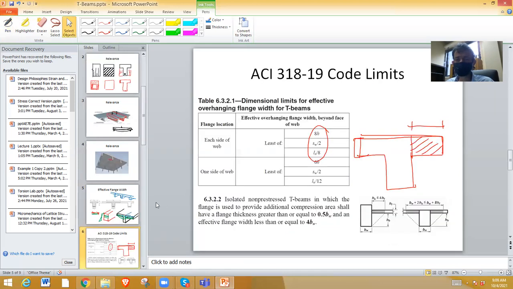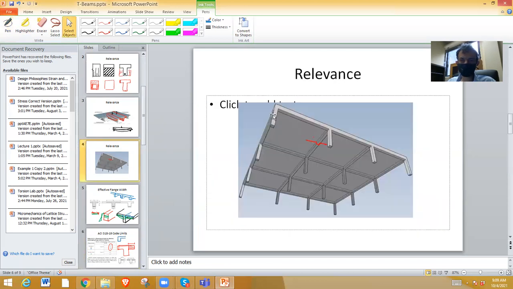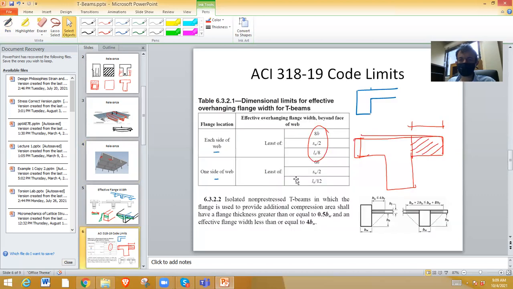So what does the code prescribe? The code says that if you have a T-beam, flange location, there are two types given: each side of web, one side of web. One side of web is an L beam like this. If you take the end of the floor span, you will see an L beam, right? Something like at this end, you see an L beam. So for an L beam, you will follow this, and for a T beam, you will follow this.